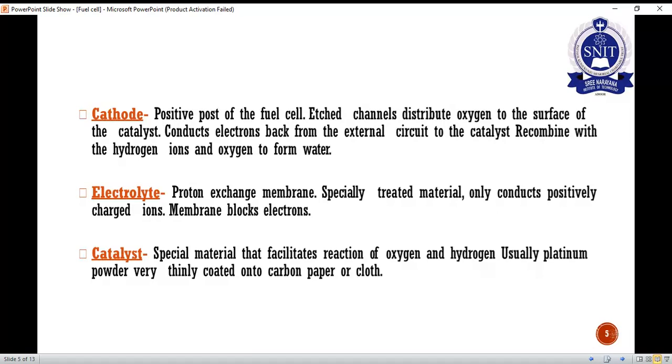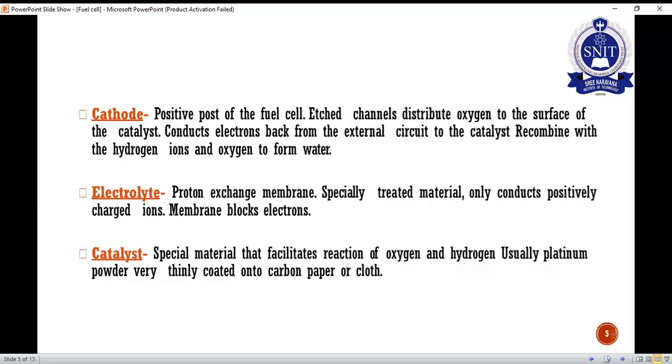The next post is the cathode, the positive post of the fuel cell. Its etched channels distribute oxygen to the surface of the catalyst, while the anode distributes hydrogen to the surface of the catalyst. The cathode also conducts electrons back from the external circuit to the catalyst, where they recombine with the hydrogen ions and oxygen ions to form water. So on the surface of the catalyst recombination occurs. Recombination means hydrogen and oxygen combine together and form water.